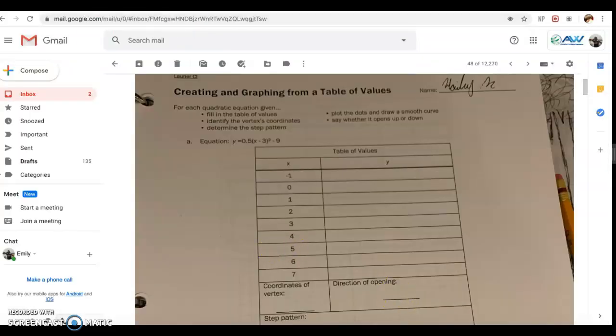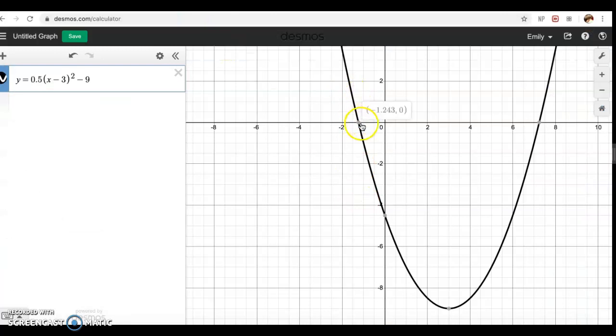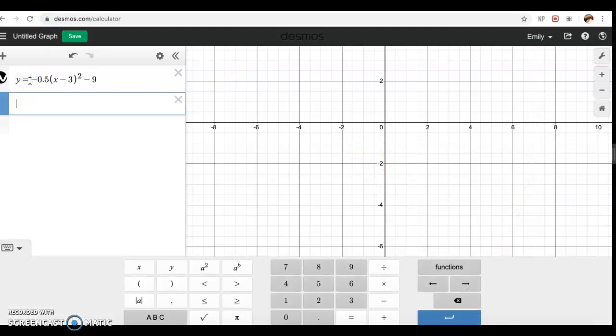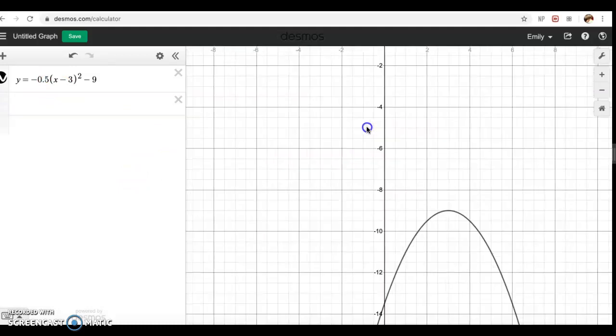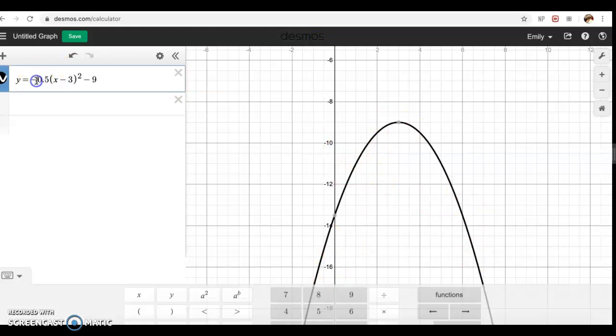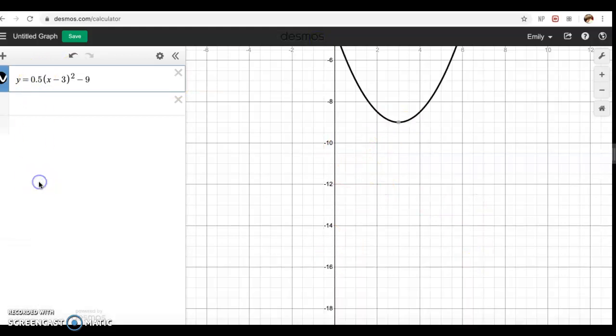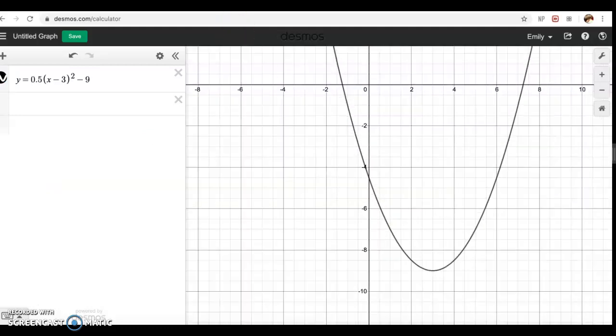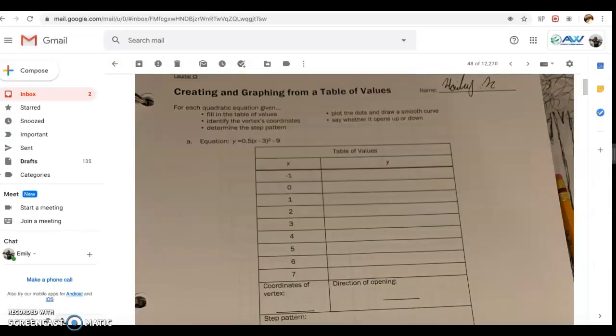Direction of opening, so this is just like, do the arms of the parabola reach up, meaning that it opens up, or if it looked like this instead, I just flipped it over by putting a negative out front, so that's a parabola that opens down. Okay? Just so you can see what the difference is. So direction of opening, this particular one opens up.